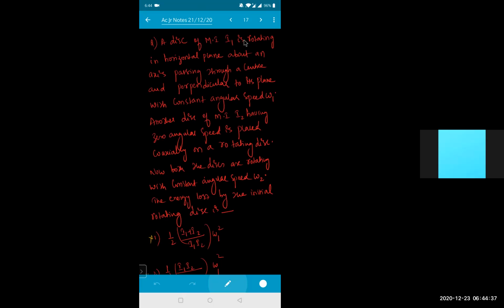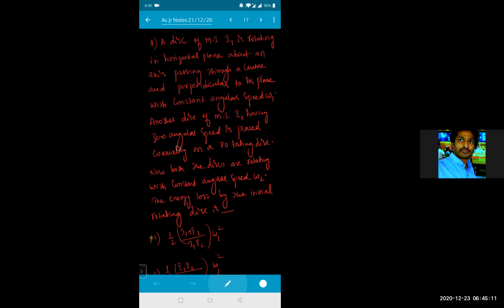A disk of moment of inertia I1, which has been rotating in a horizontal plane about an axis passing through its center and perpendicular to its plane, with constant angular speed omega 1. Same as the previous case. And we have another disk of moment of inertia I2, which has zero angular speed.